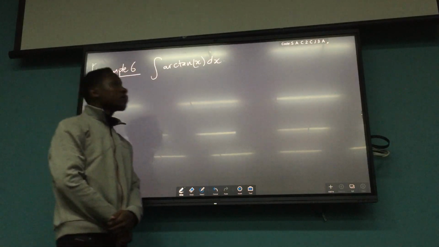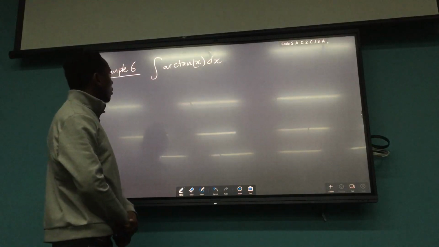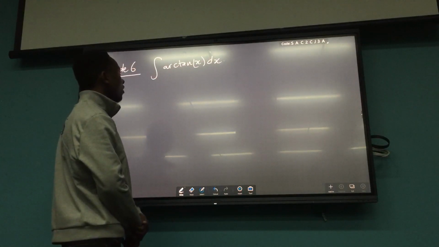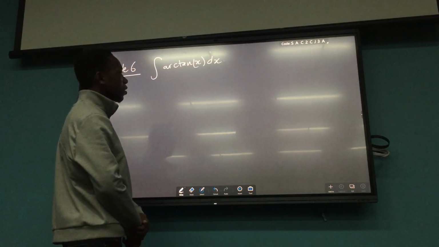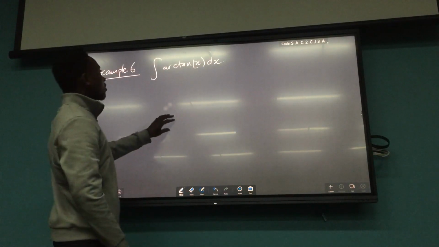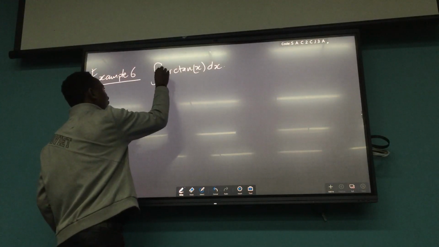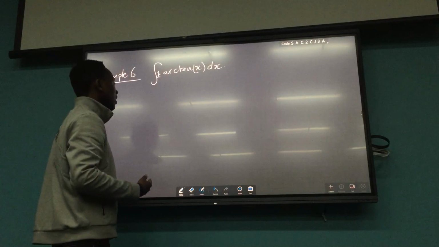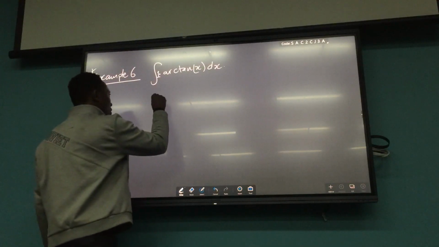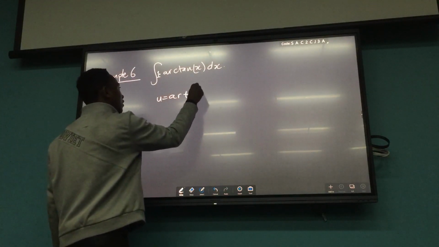Hi guys, I want us to look at the integral of arctan of x with respect to x. On this integral, we use the same method as that of solving the integral of ln x dx. In this case, we are going to put a 1 there, because 1 times arctan of x is just arctan of x, so we haven't changed anything. So we're going to choose our u to be arctan of x.